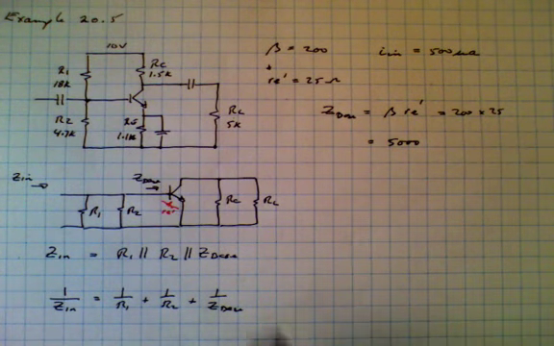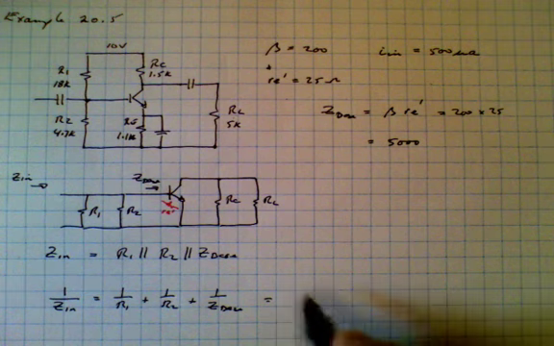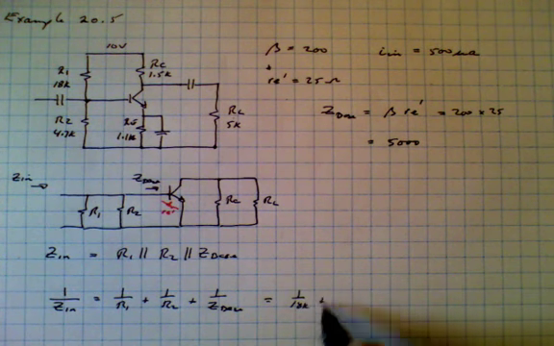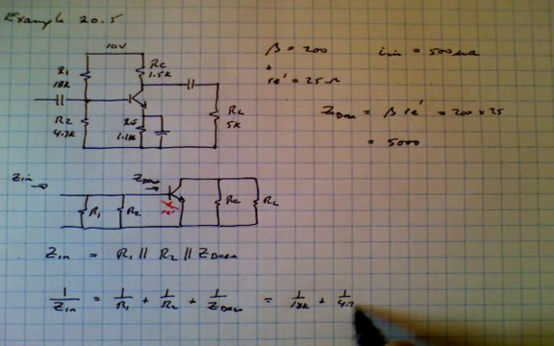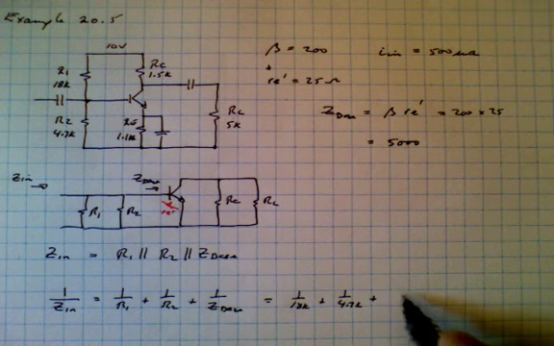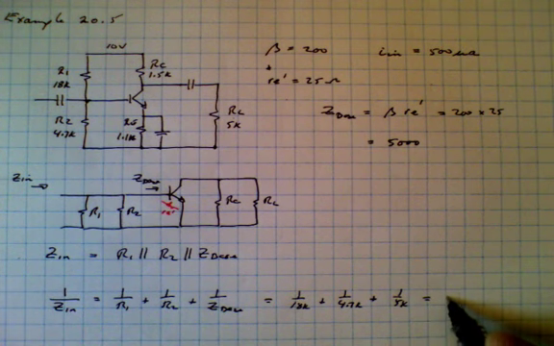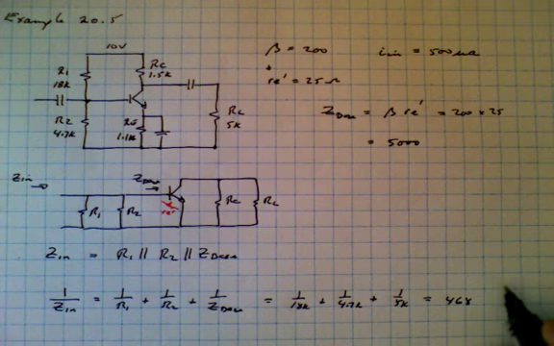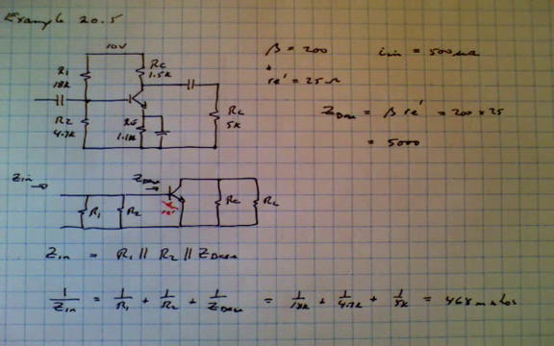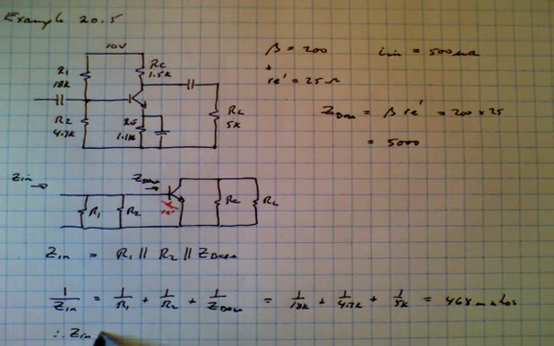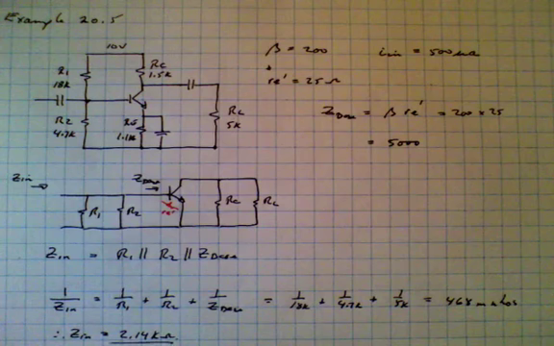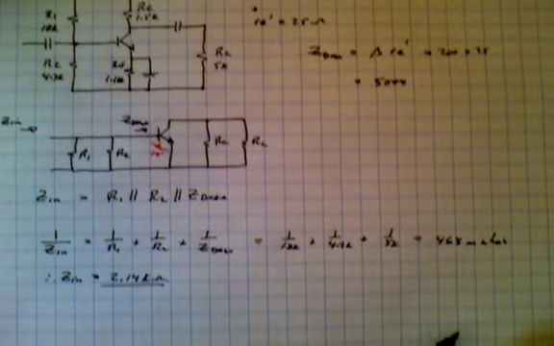So we can put all these numbers into this equation over here. 1 over 18K plus 1 over 4.7K plus 1 over 5K. And that comes out to 468 millimhos. And therefore, we can just simply flip this over. Zin is equal to 2.14 K ohms. So that's probably the simplest way to calculate the input impedance of the circuit.